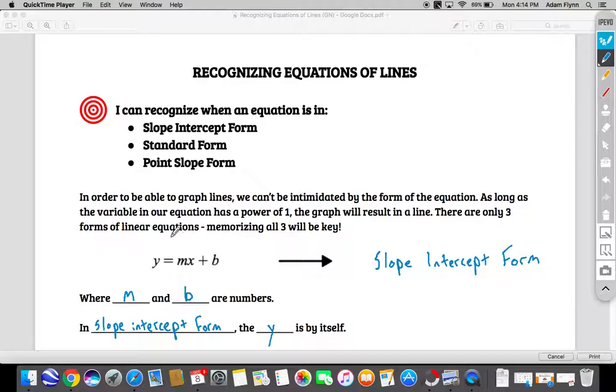It turns out that this will probably be, in most people's opinion, the friendliest form that we deal with. Because when we graph lines, slope-intercept form requires no manipulation of the equation. Just by looking at it, we will be able to graph that line. I'm going to move on. Pause the video if you need more time.